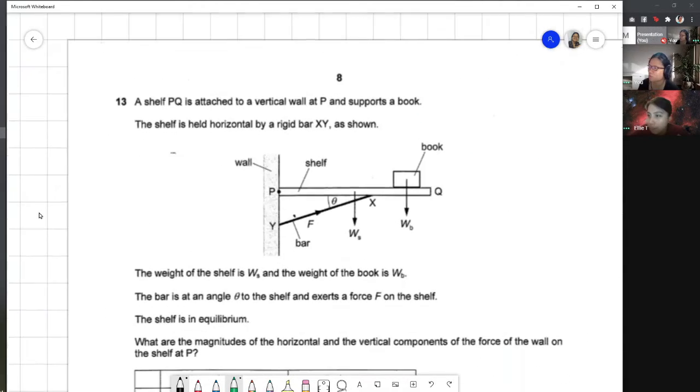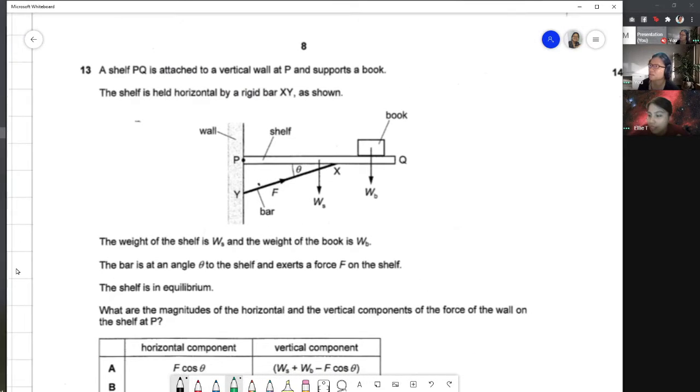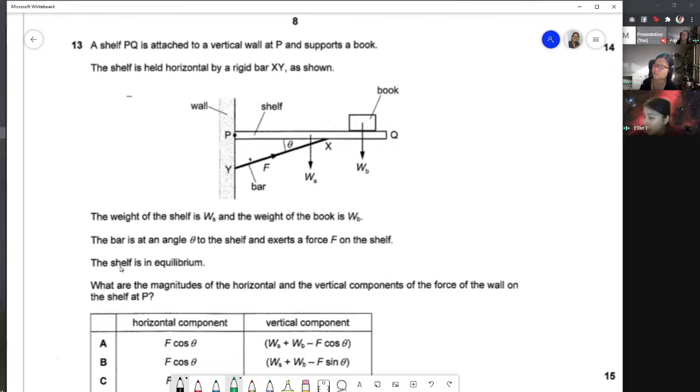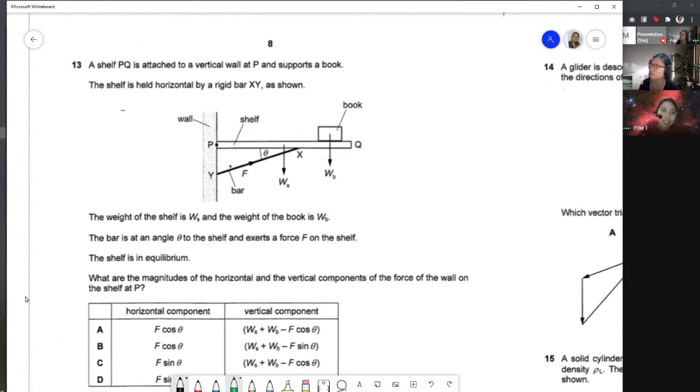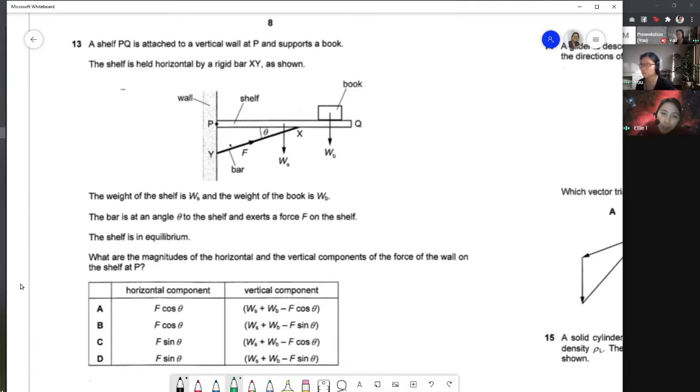Equilibrium question, shelf PQ. Looks like the moment type of question, no? But then it's not. Here you have a shelf attached to a vertical wall, supporting a book. They tell you all the weights, WS, WB, all pointing down, angle theta. Shelf is in equilibrium. So that is the part where it's important. What does equilibrium mean? Well, you can say net force 0, net torque or net moment is 0. So which one do you use? What are they asking? What are the magnitudes of the horizontal and vertical components of the force of the wall on the shelf?